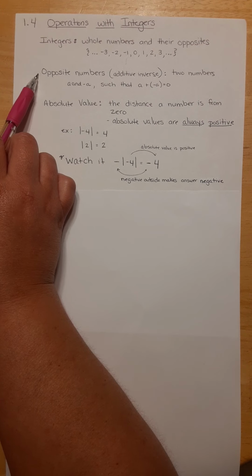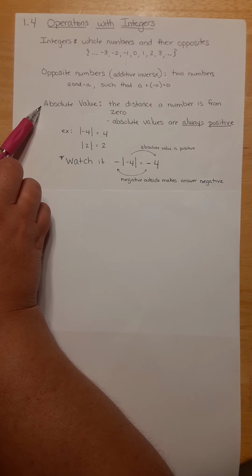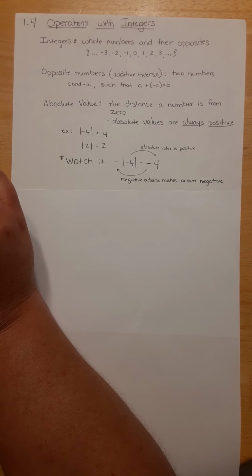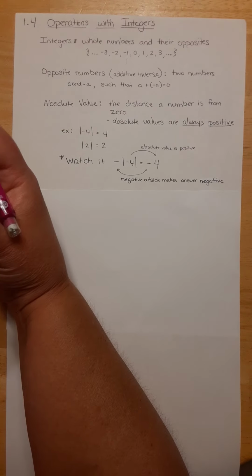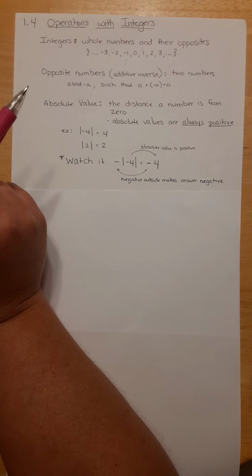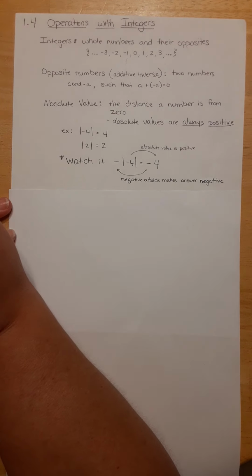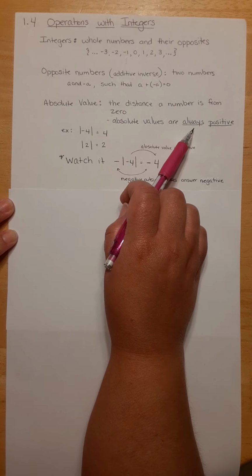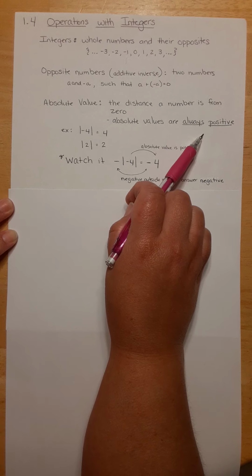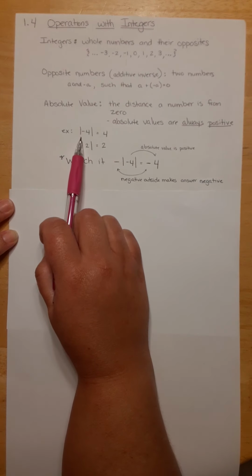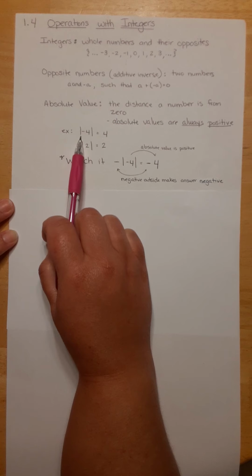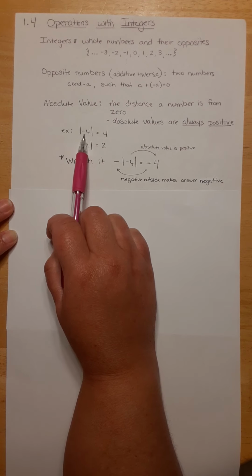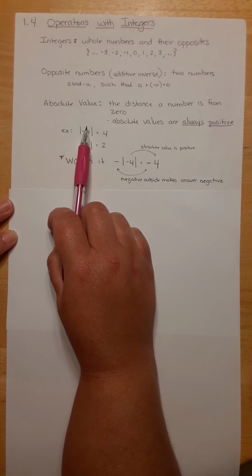Now, opposite numbers are confused with absolute values. Absolute value is the distance, okay? We're not interested in the number per se. We're interested in the distance that that number is from 0. So because we're dealing with distance, our absolute values always have to be positive. So here's an example. Here's my absolute value. Remember, the absolute value signs are the two straight lines. Everything that is inside of that is going to be positive.